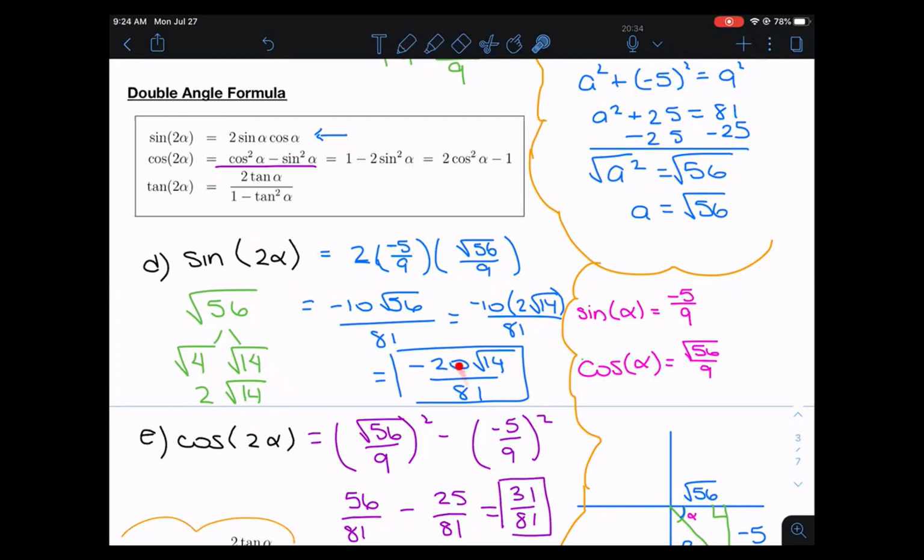We can't simplify these because there are no greatest common factors. There are no factors between 20 and 81 that go into each other. So this is as far as you can go. Are there any questions about this? Literally just take our information and plug it in.